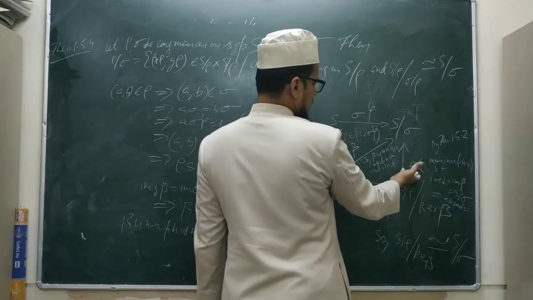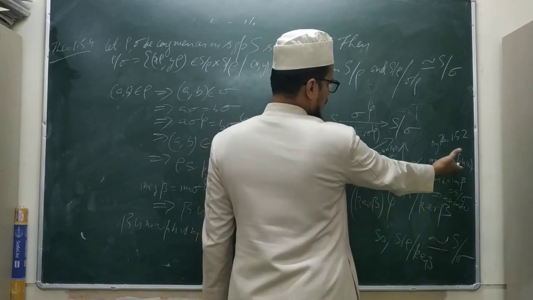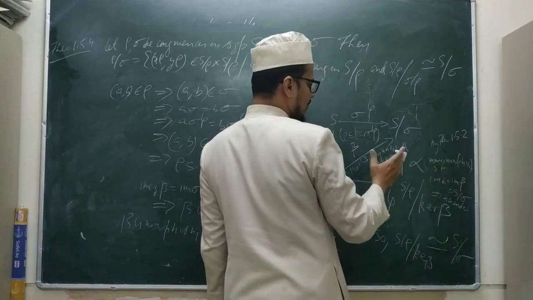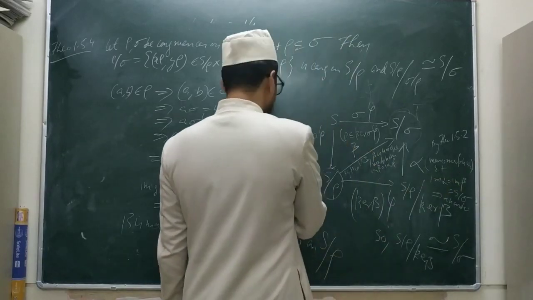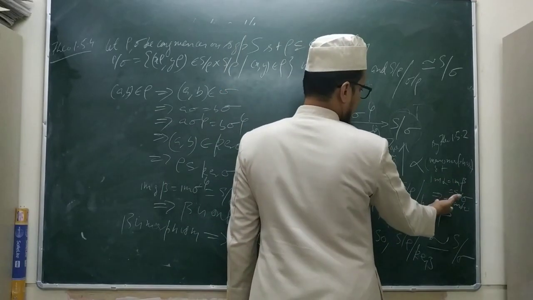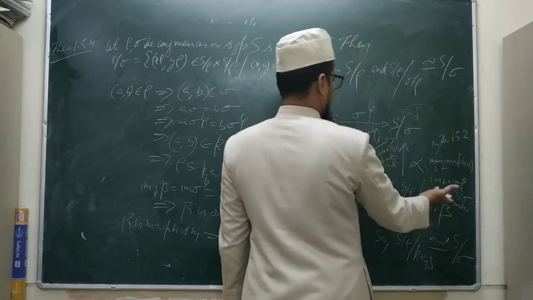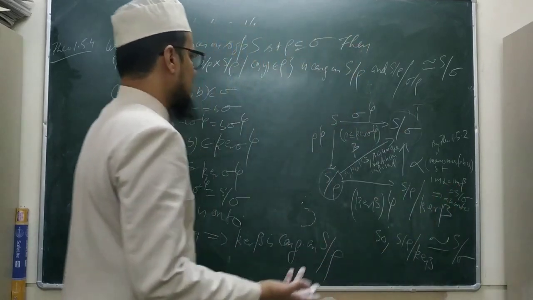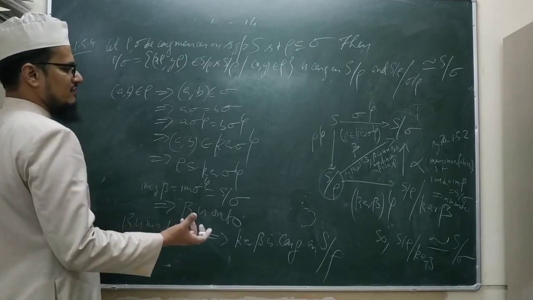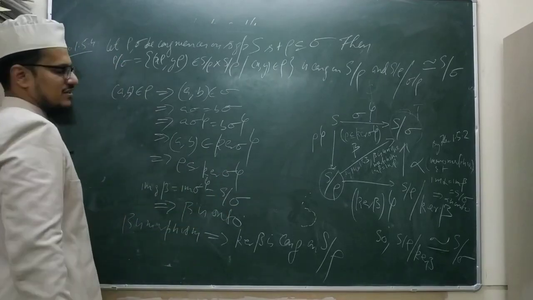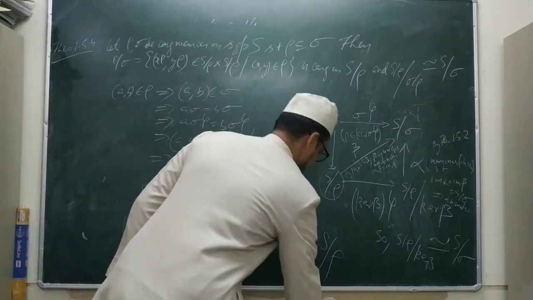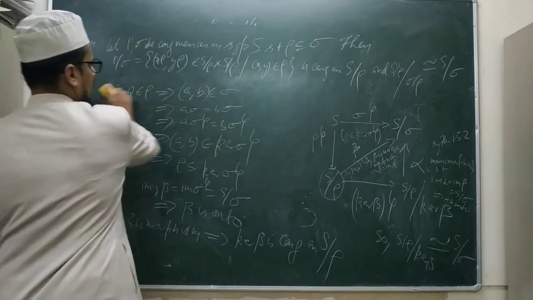Why? Because by theorem 1.5.2, this is a monomorphism, that is, one-to-one homomorphism. And also image alpha is equal to image beta, and image beta we have already proved is S by sigma. So alpha is onto. So now it is an isomorphism. So what is the rest? The only thing is that we have to show that kernel beta is equal to rho by sigma. If we are able to prove this, then we are done. Correct? So now let's prove.